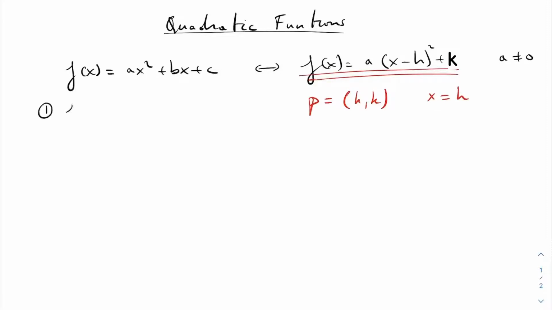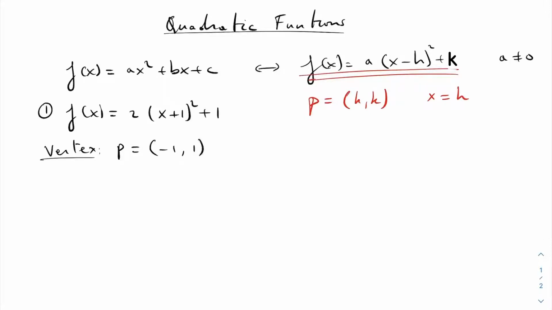Let me give you an example. If I give you the function f of x equals 2, in parentheses x plus 1 squared plus 1, then you can read off the vertex directly from this expression. It's going to be the point P of coordinate (-1, 1). Notice that in the standard form, what we have in the parentheses is x minus h. So when you're reading off the value for h, you should be looking at the opposite of the number next to x here. And that's why we have -1 here.